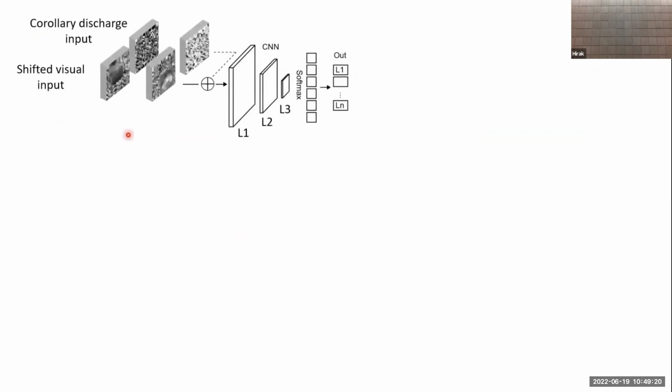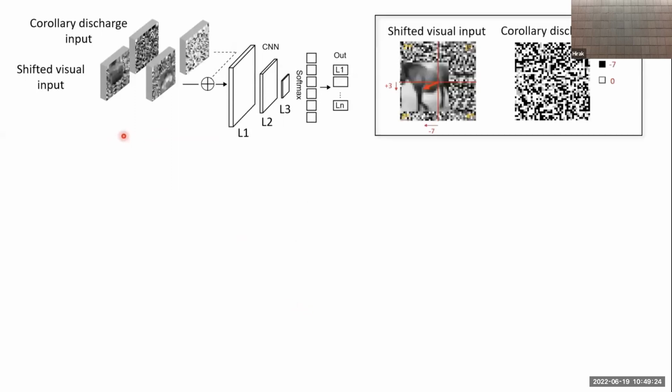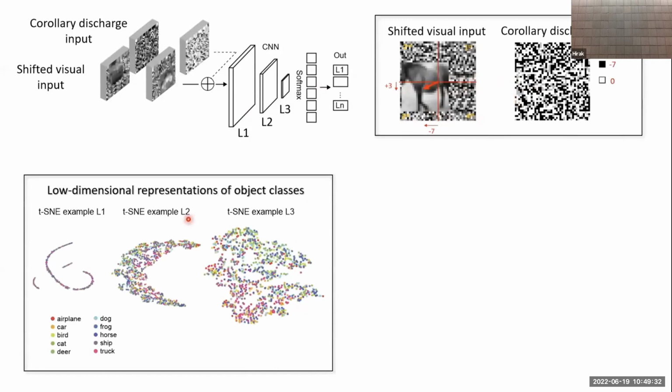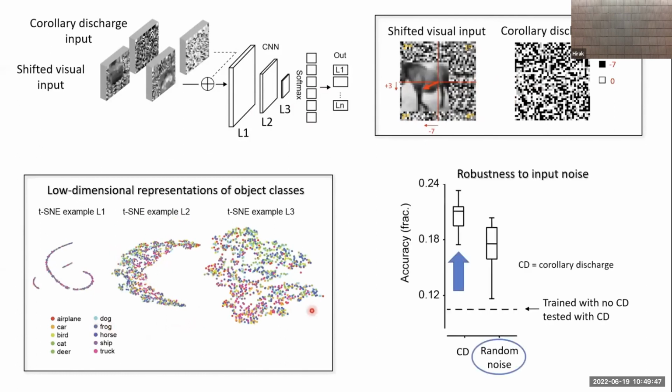CNNs, taken here as models of the ventral visual stream, were trained to classify CIFAR-10 images that were shifted around to mimic saccades. We also added inputs that simulated corollary discharges and found that these signals supported the correct classification of images through the emergence of low-dimensional representations of object classes progressively across the layers, a phenomenon that is reminiscent of object manifolds, and also made the networks more robust relative to input noise.